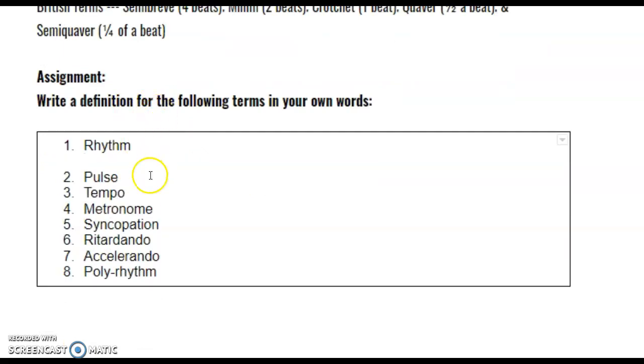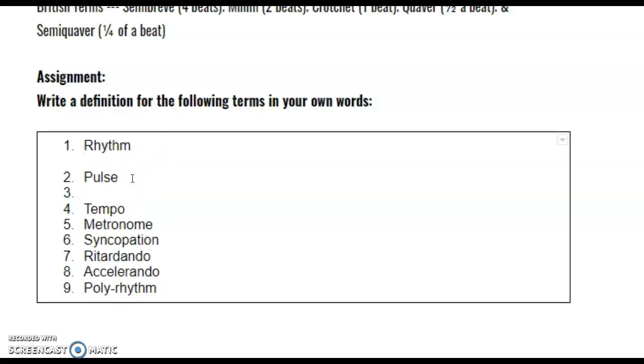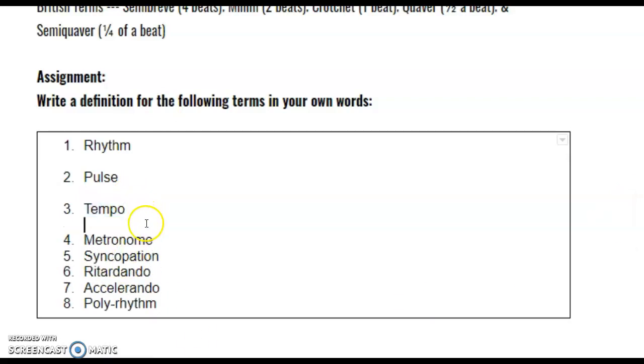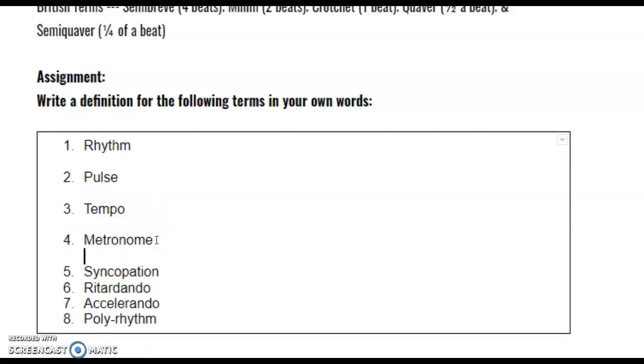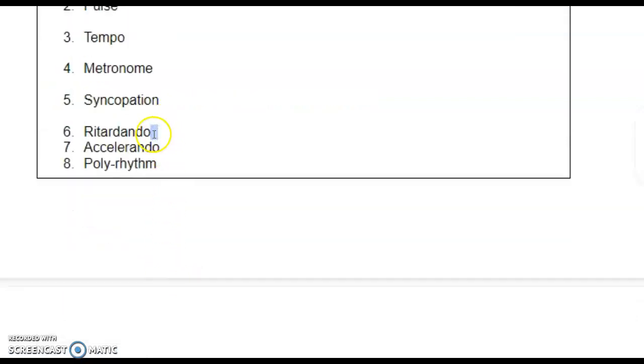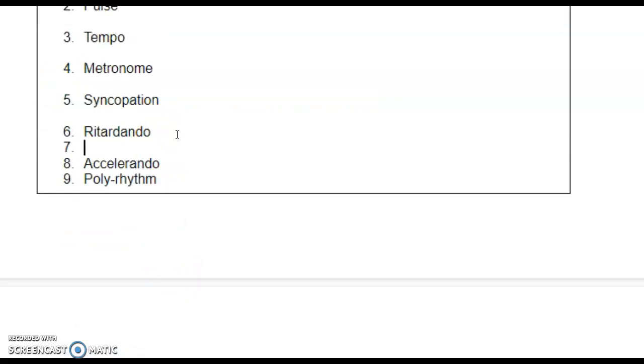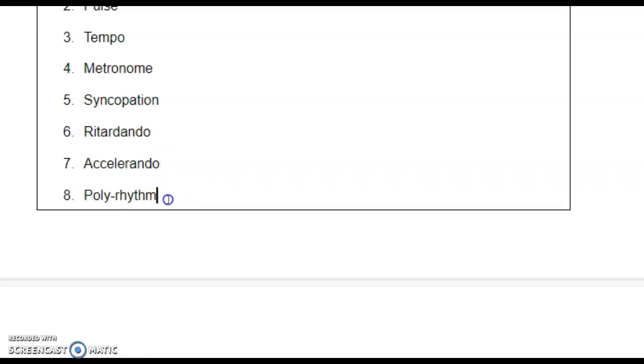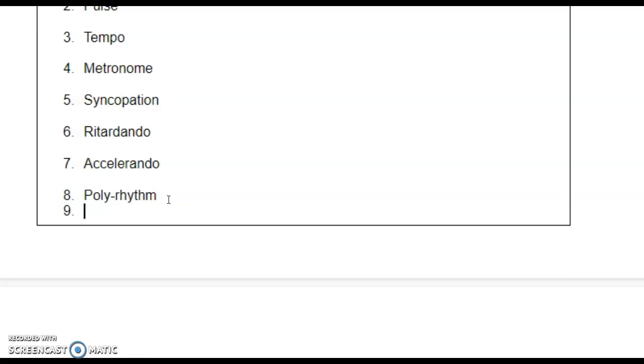Now, in this block, you will see there, I can fill in my rhythm there. I can fill in my pulse there. I'll just change this for you. You can fill in your tempo there. You can fill in your metronome there. The same with the syncopation. Let me just change that, otherwise the numbers will be wrong. Retardando, I can fill in. The accelerando, I can fill in there. And the polyrhythm. So you use your block there to write your answers.